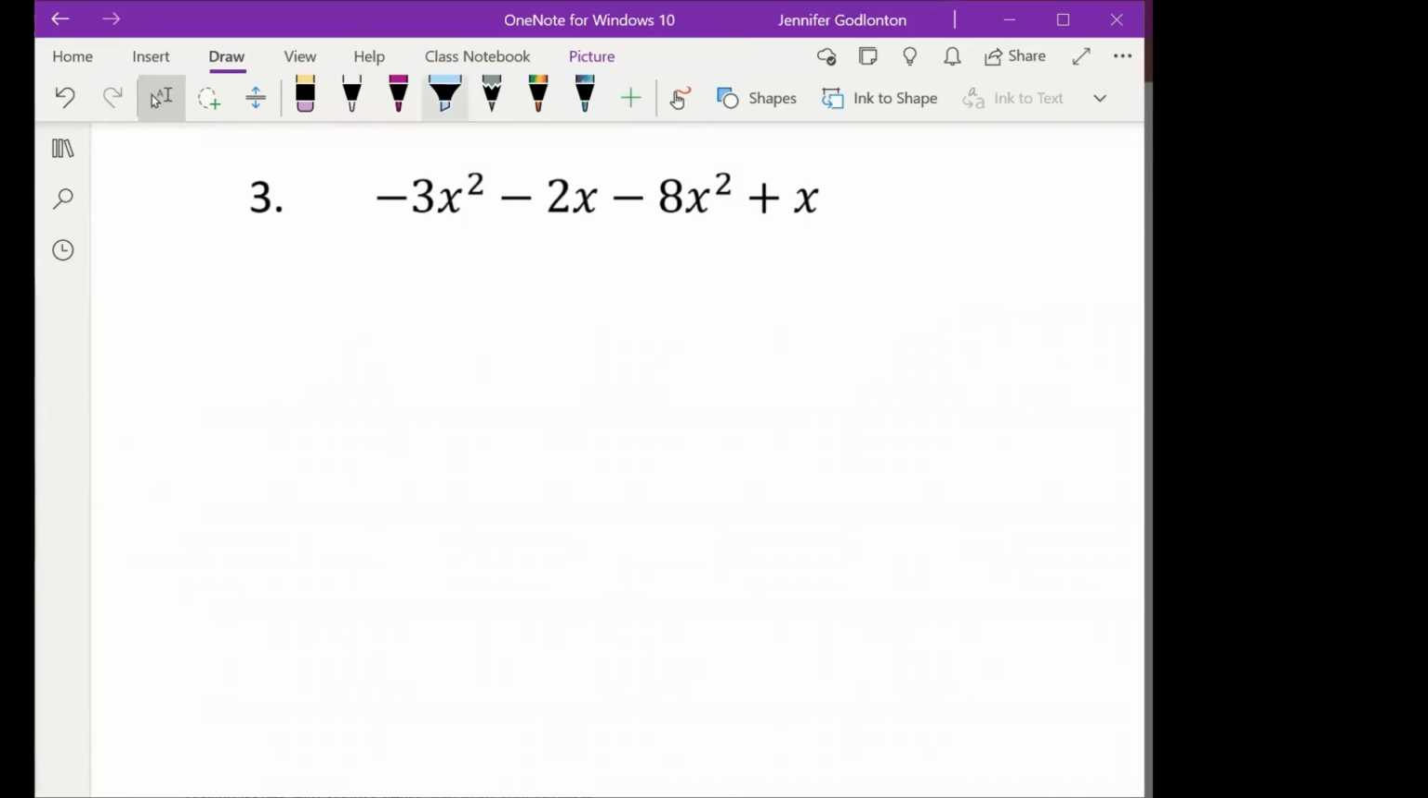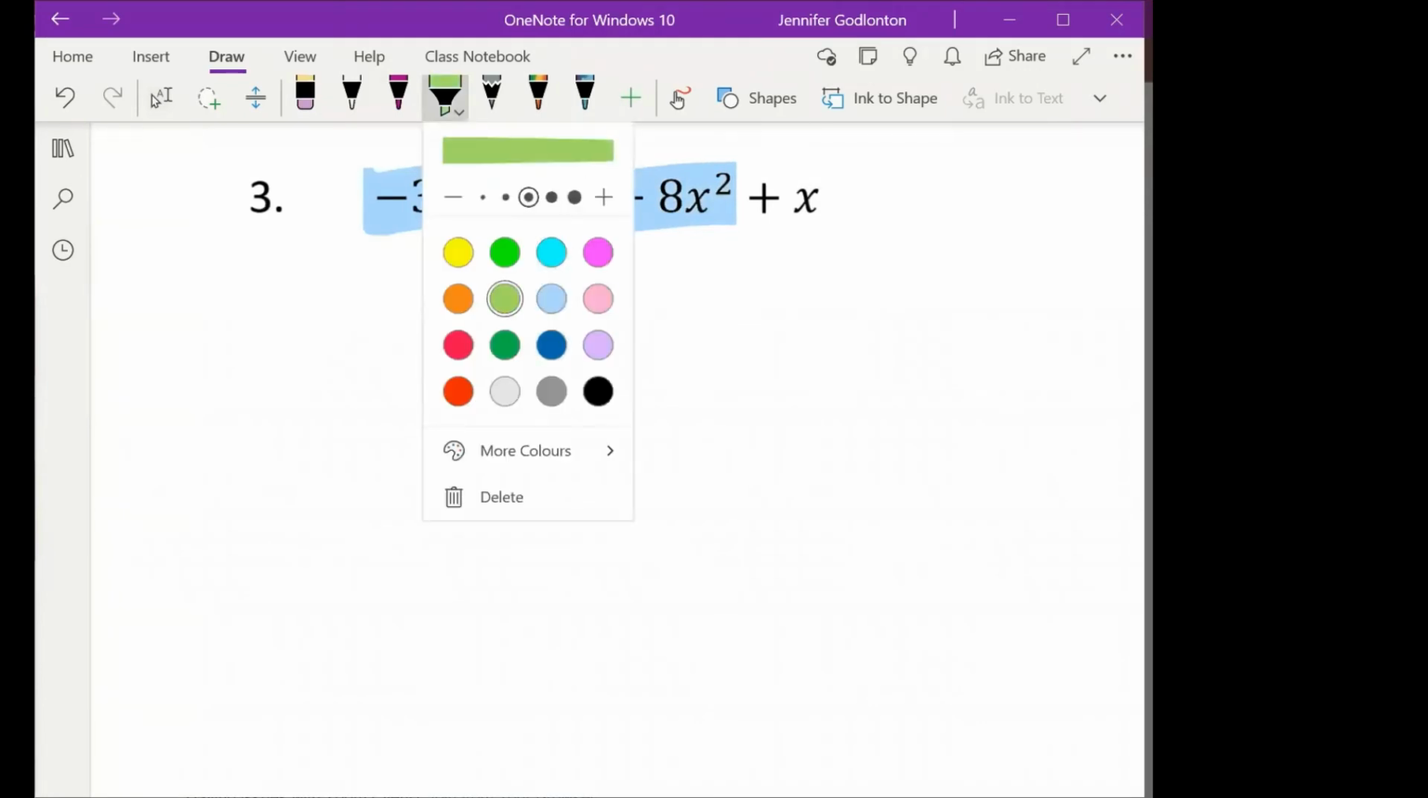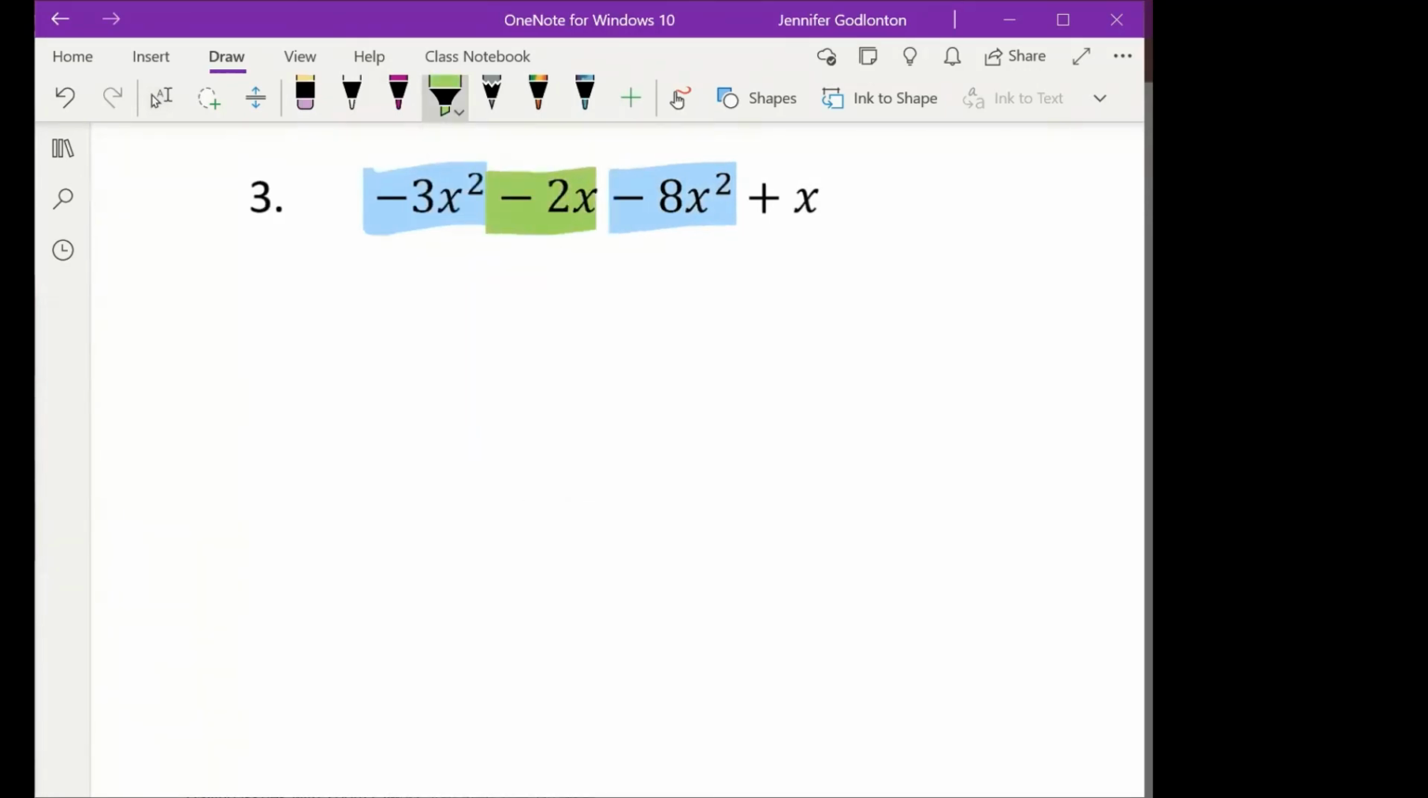Make sure that you're taking signs with them. So that's negative 3x squared, and that's negative 8x squared. And this is negative 2x and positive x. Okay, let's see how this goes.